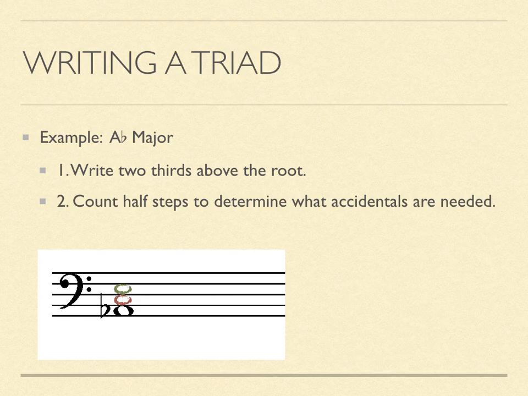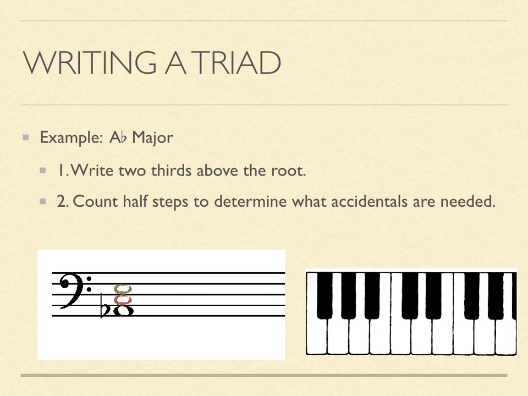Step 2 is to count half steps between the pitches to determine what accidentals are needed. So let's get out our keyboard. Since this is a major triad, we need a major third on the bottom. So we're going to find A flat and C and count the number of half steps. 0, 1, 2, 3, 4. There's 4 half steps, which is a major third. So we're good.